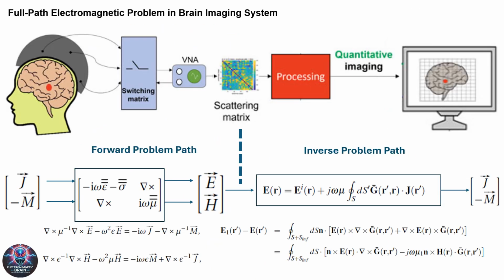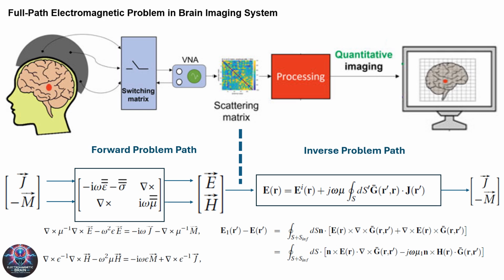In this slide, we are demonstrating the process of electromagnetic imaging, focusing on both the forward and inverse problems, particularly in brain imaging. Let's start with the forward problem path. The setup begins with the human brain, where we aim to identify anomalies or regions of interest, like the red spot shown in the diagram. The process starts with transmitting signals that interact with the brain. These signals are then directed through a switching matrix, which controls and routes the signals to a vector network analyzer, VNA. The VNA collects the data and produces a scattering matrix, which reflects how electromagnetic waves scatter when they encounter different tissues in the brain.